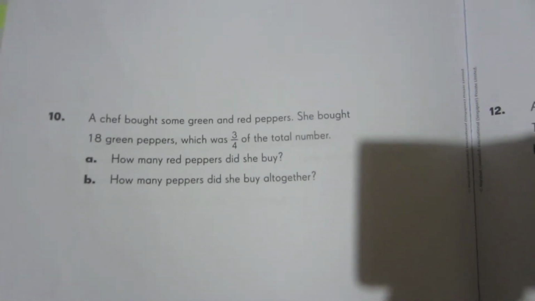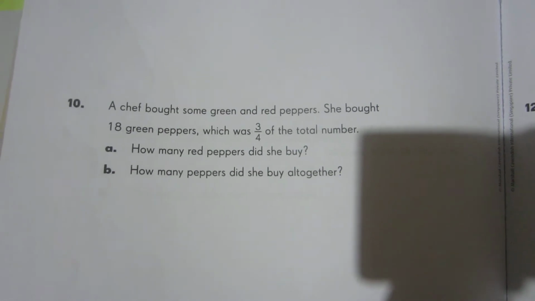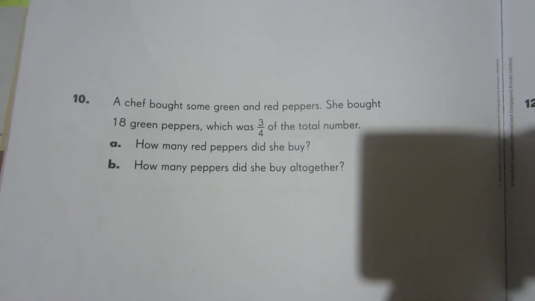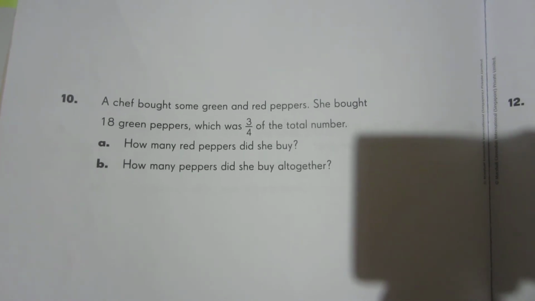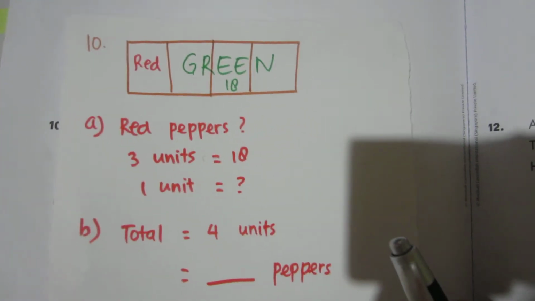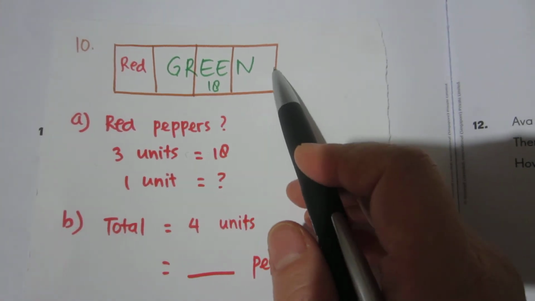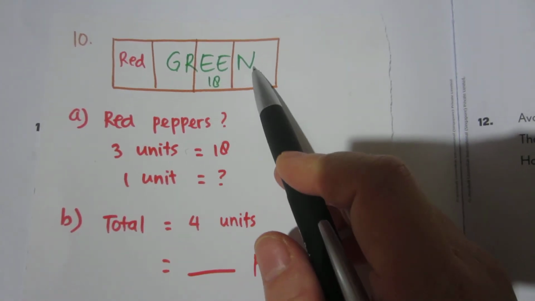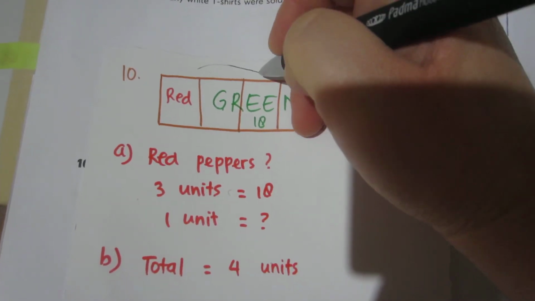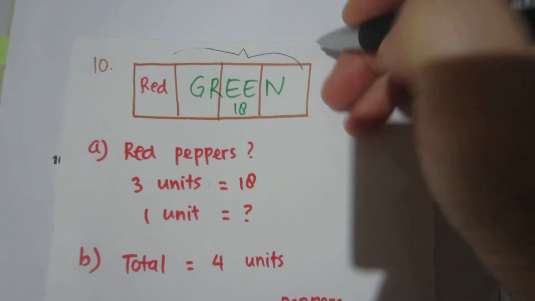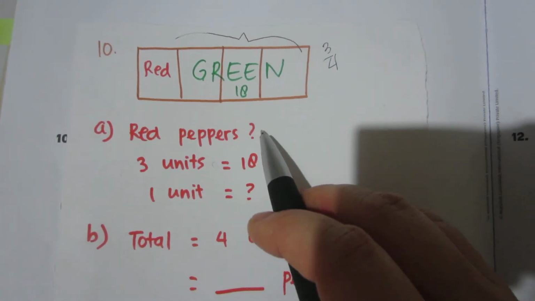A chef bought some green and red peppers. He bought 18 green peppers, which was 3/4 of the total number. So how many red peppers did she buy? So she bought red and green. The green, which is 3/4, are 18. So these are 3/4. So the red peppers, how much?